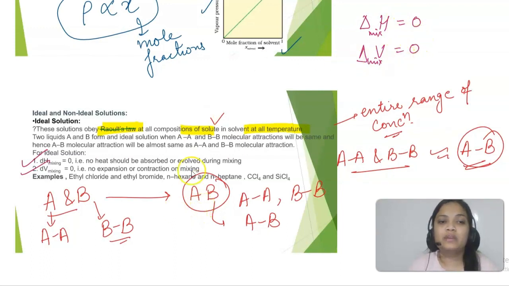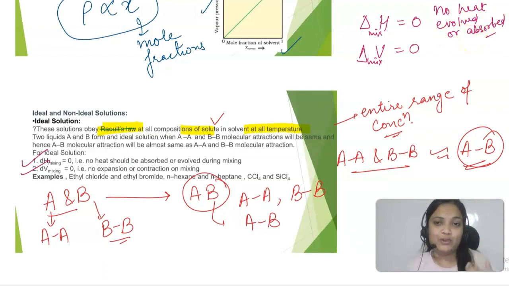Now class, what that means is that whenever we are mixing the two components, no heat will be evolved or absorbed. If there is no heat evolved or absorbed, then there will be no change in the enthalpy, meaning the energy change would be 0. That is why we are saying delta H is 0. Delta represents the change. Then delta V mixing is also 0.